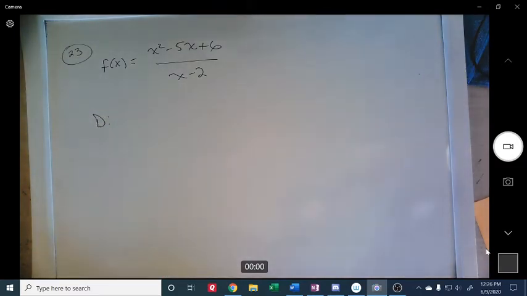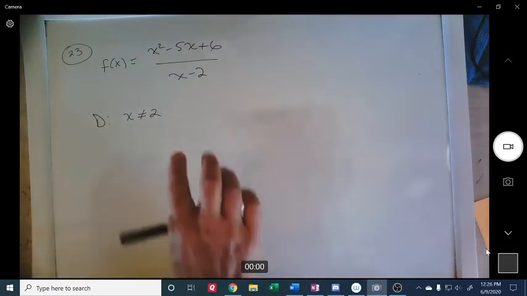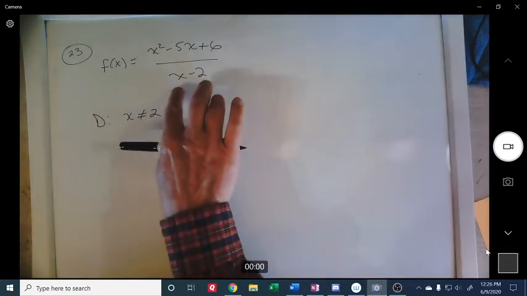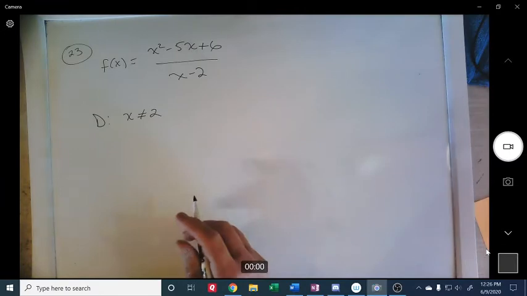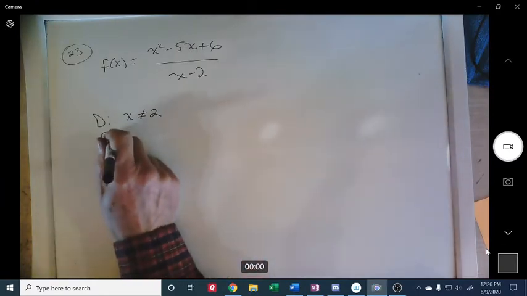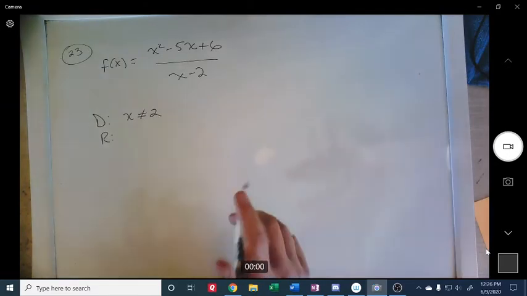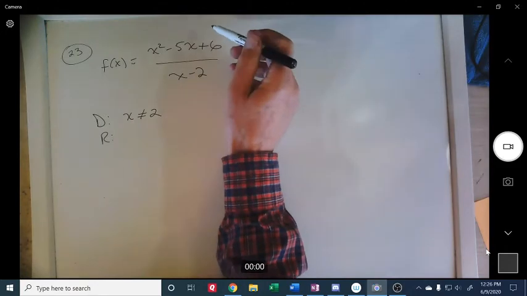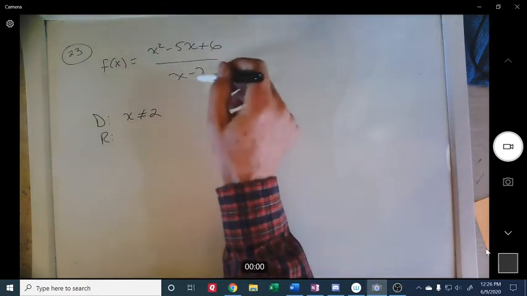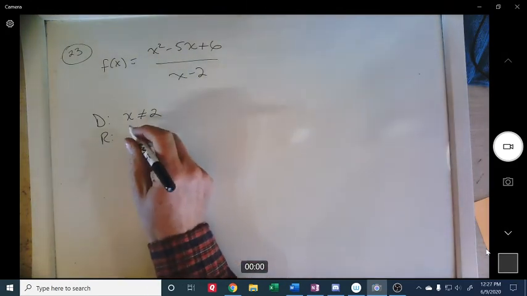The domain is x cannot equal 2. You just have to make sure that dividing by 0 is the only illegal operation possible here. That can't happen. And then the range would be all possible outputs from this. Now, all possible outputs, you can kind of tell that most everything is going to be possible here. So I would just say all real numbers.